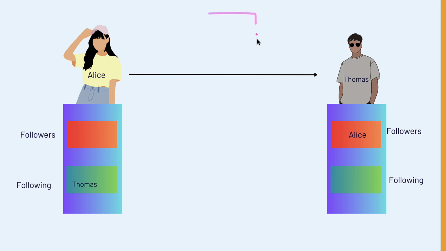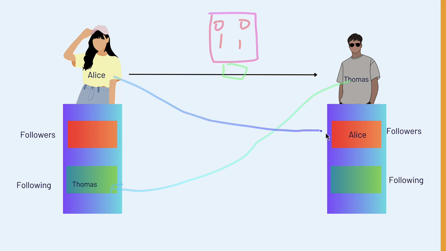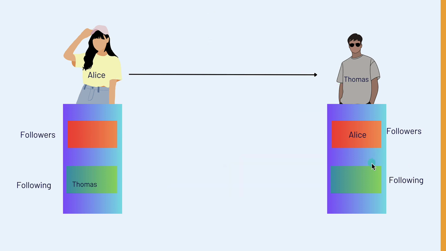Let's say that we have the UI and we have Alice and Thomas. Let's say that this is a button to click to follow Thomas. So here, upon clicking, two things are going to happen. First, the ID of Thomas will be placed in the following array of Alice. At the same time, Alice will be placed in the followers of Thomas. That is the flow. Now, let's say that Thomas wants to follow Alice.